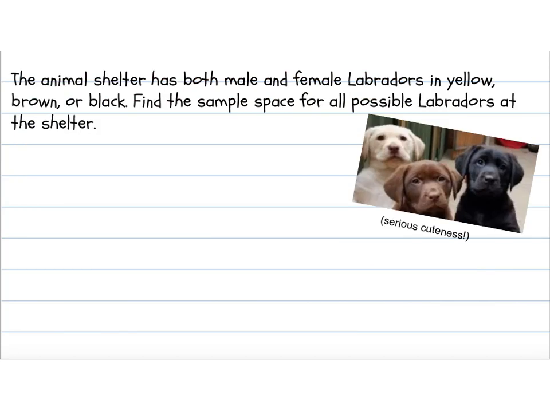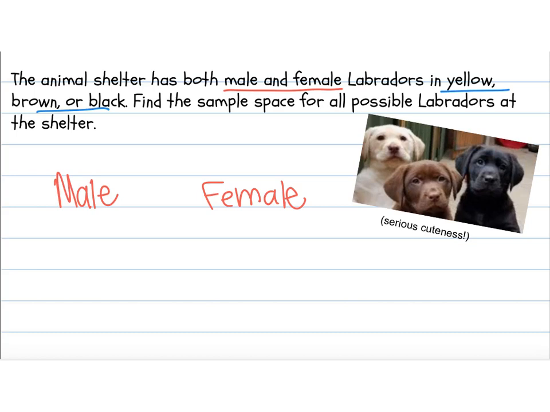Okay, so we're looking at an animal shelter that has both male and female Labradors, and they come in yellow, brown, or black. And we are trying to find the sample space of all possible labs at the shelter. So looking at this situation, there's 2 things to pick from. You would either get a male or a female dog, and then depending on what gender you get, you would either get a yellow lab, a brown, or a black lab. So when we're making our tree diagram, starting with that first situation, you would pick either male or you would pick female. Okay, so we write them both down.